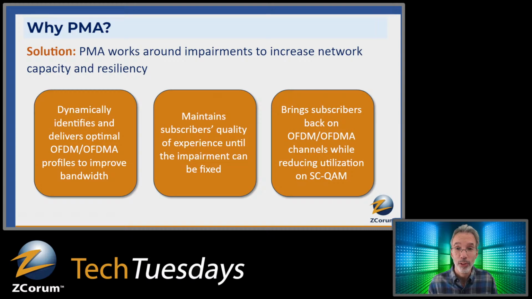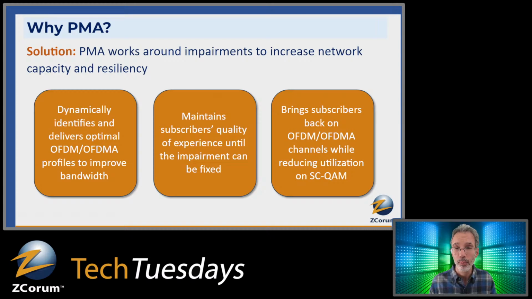And again, eventually you want to go fix these things. This is kind of a Band-Aid. It's going around the impairment, but you want to make sure that you get those things fixed so that you can get even more people up at higher modulation orders, bring subscribers back on OFDM and OFDMA channels while reducing utilization on your SC-QAM. And that's an important point.